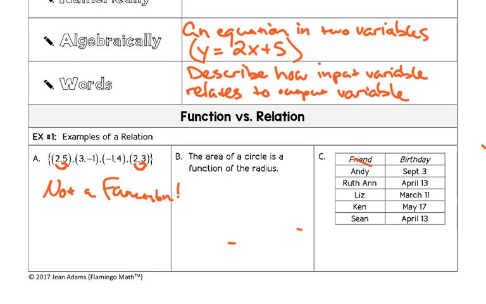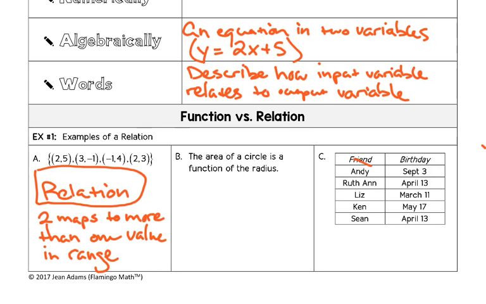And it is, in fact, just a relation because that value 2 maps to more than one value in the range. All right, let's look at part B.